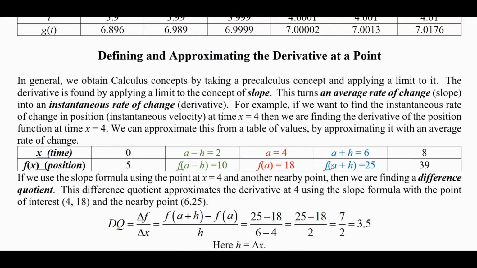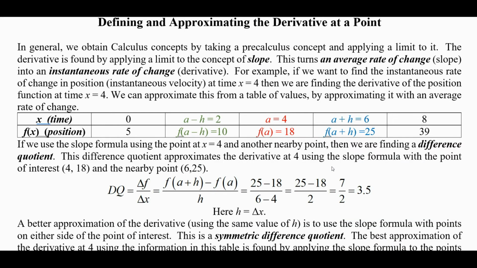So now that we have the idea of a limit, we want to go on and define a derivative. In general, we obtain calculus concepts by taking a pre-calculus concept and applying a limit to it. The derivatives are found by applying the limit concept to the concept of a slope. Of course, we've been doing slopes since at least Algebra 1, if not before. And really, differential calculus is really just studying slopes. This turns an average rate of change, a slope, into an instantaneous rate of change, which is the derivative.